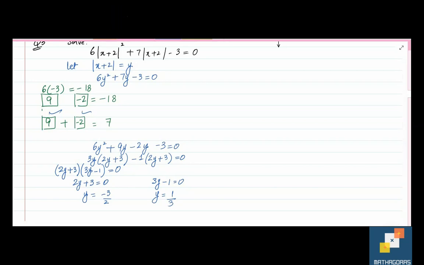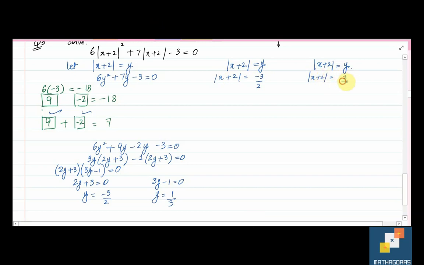Now our question is 6x plus 2 square. First we will find the value of modulus of x plus 2. So it's x plus 2 is equals to y. That is our supposition. I will write it 2 times, because I have two values of y. So it will be x plus 2 with the sign of modulus, and the value of y is negative 3 upon 2, right? And here x plus 2 sign of modulus is equals to y is 1 divided by 3.